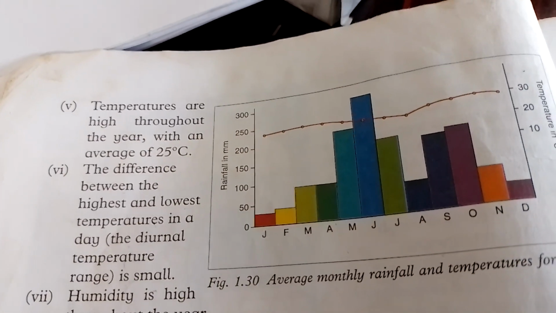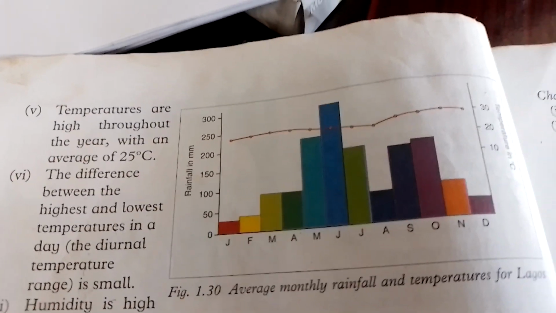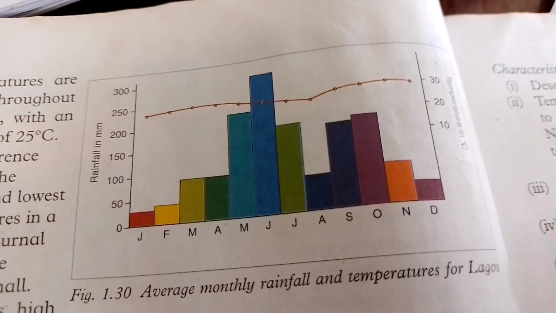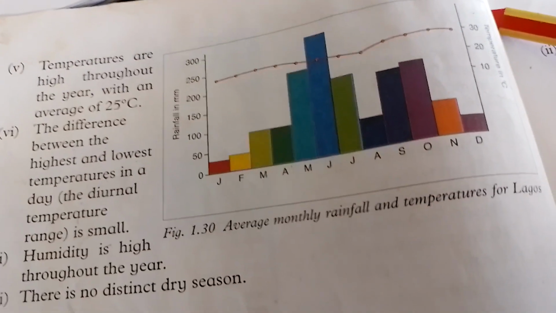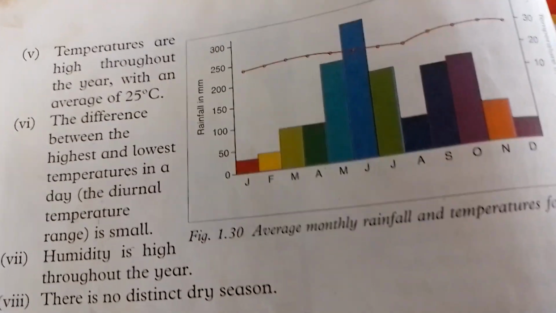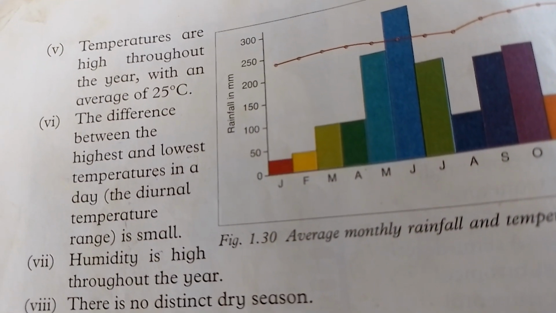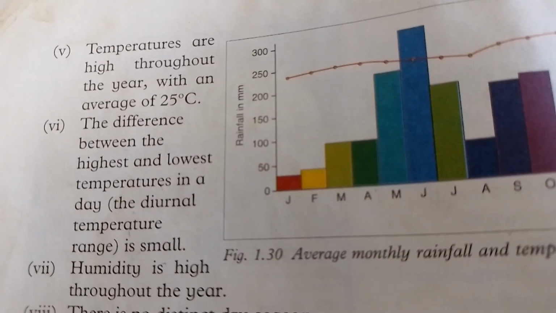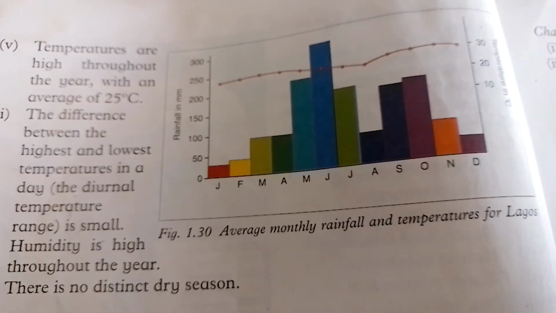We see the temperatures are high throughout the year, an average of 25 degrees Celsius. The temperatures and the rainfall are very, very high. Then we have the difference between the highest and lowest temperature in a day, what we call the diurnal temperature range, which is very small. We have high humidity and there is no distinct dry season.